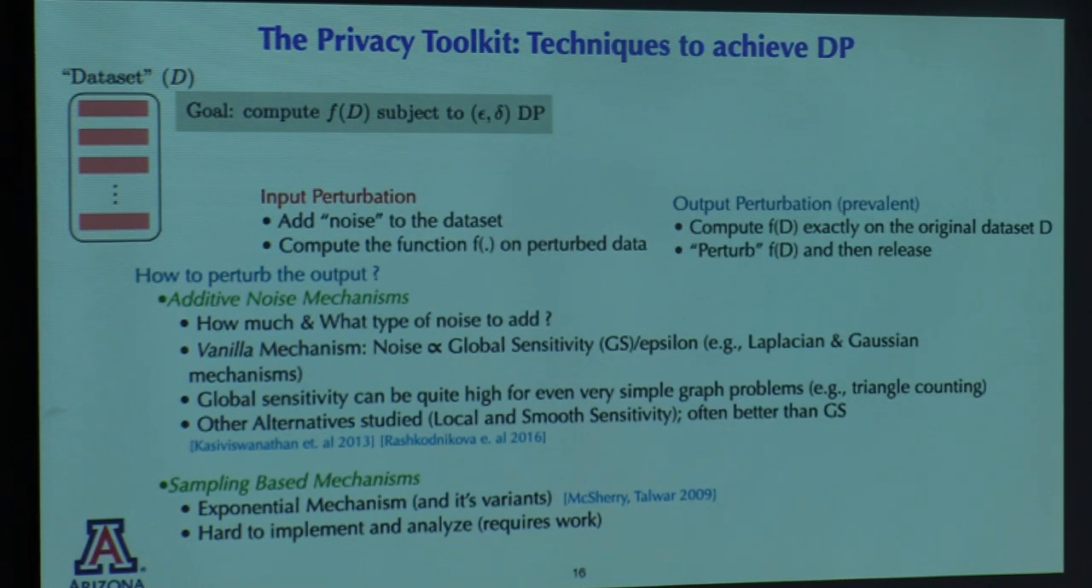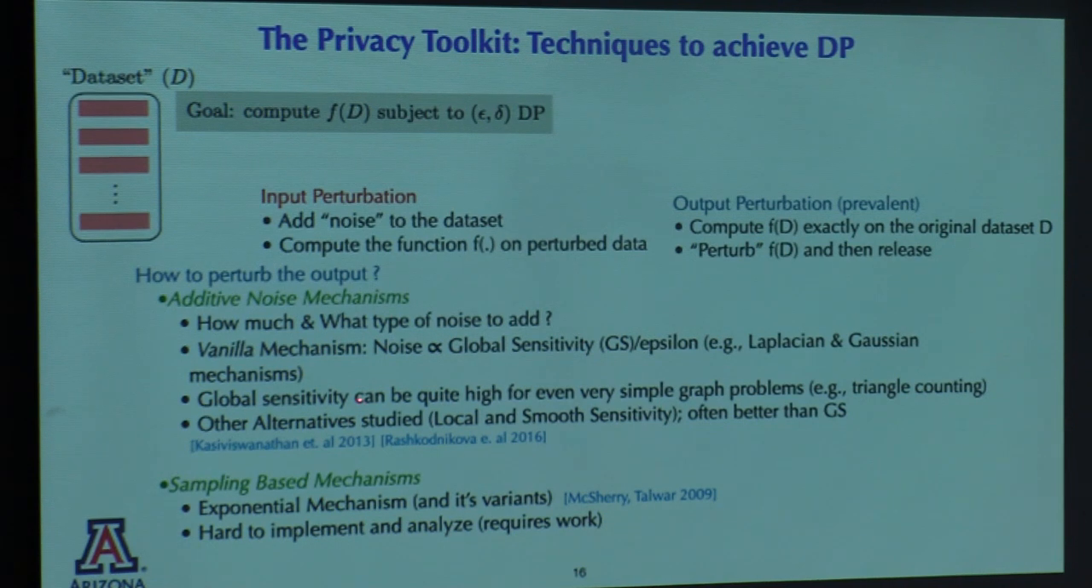But if the function changes by a lot, in the worst case, by addition or deletion of a row, then I had better add noise, because that was my goal in the privacy notion. So noise is typically proportional to global sensitivity divided by epsilon, and then depending on whether you are taking Laplacian noise or Gaussian noise, you pick the parameters of this noise accordingly.